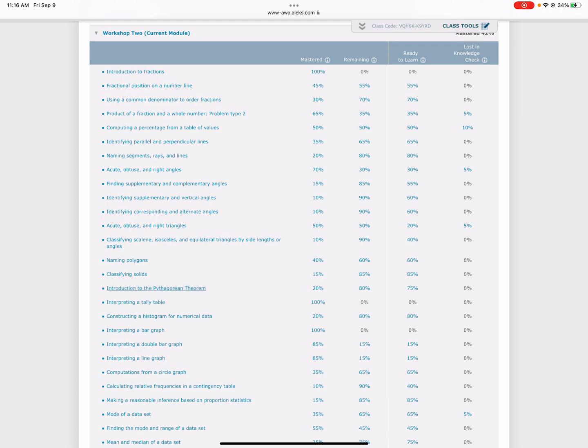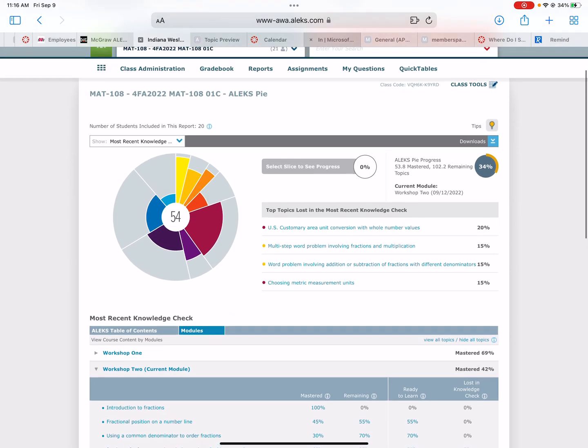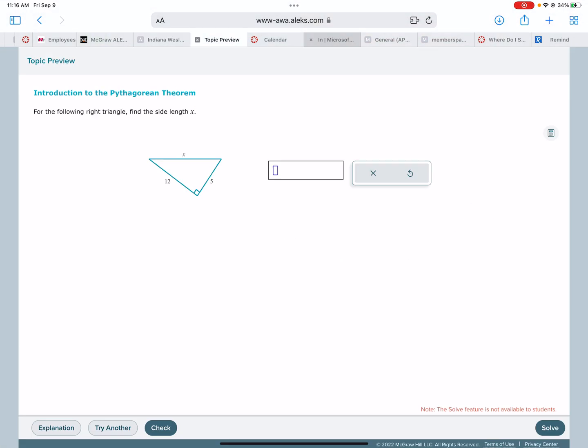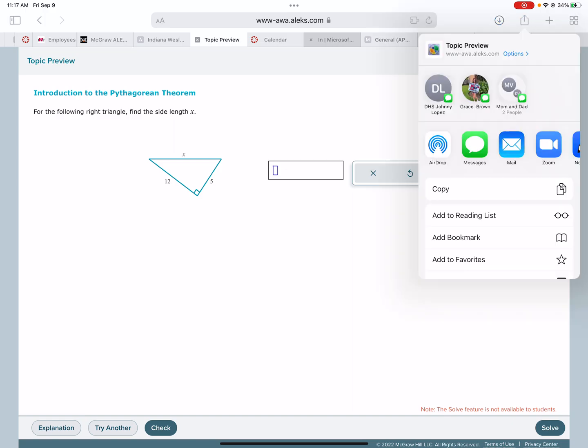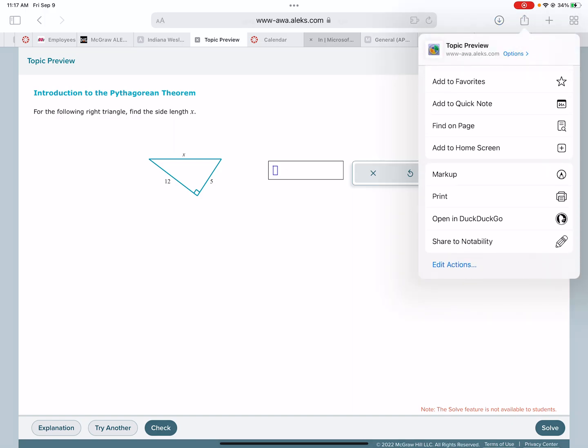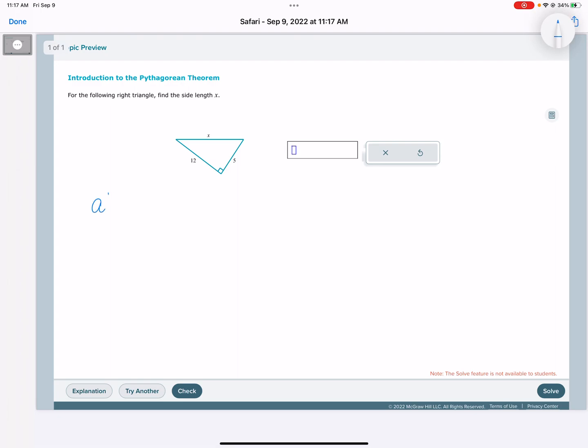Okay, Pythagorean theorem. With the Pythagorean theorem, you are going to be able to solve the distance of a missing side to a triangle. So first of all, Pythagorean theorem says this: a squared plus b squared equals c squared if the triangle is a right triangle. What's a right triangle? It has a 90 degree angle.